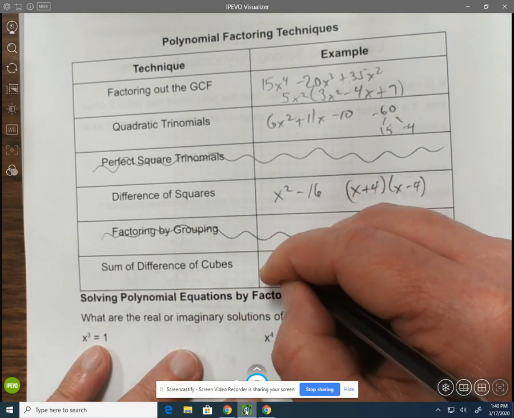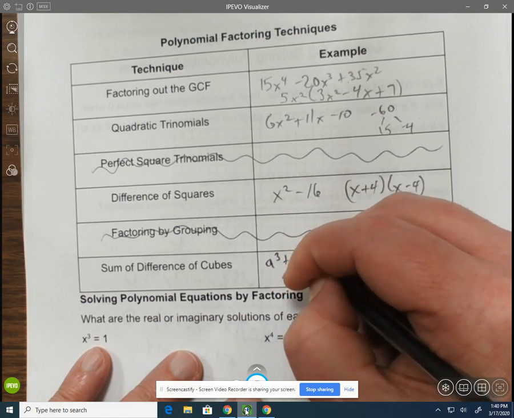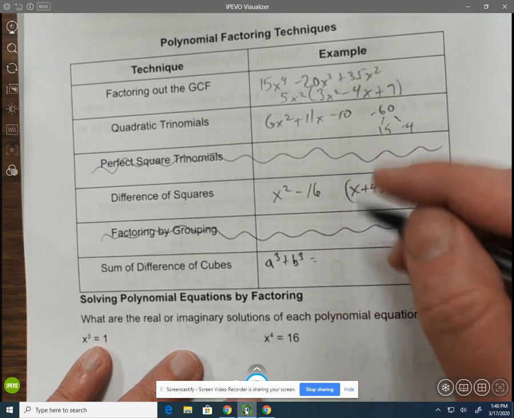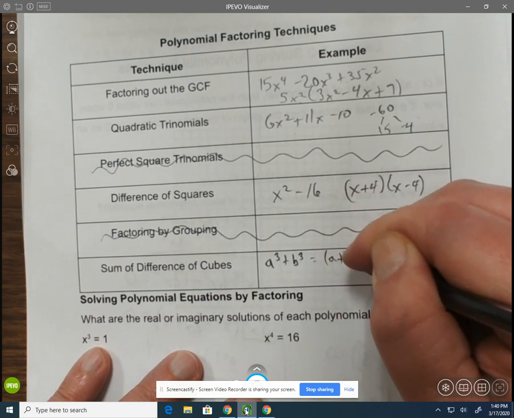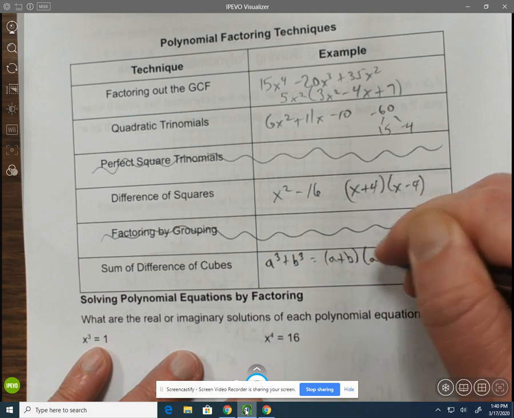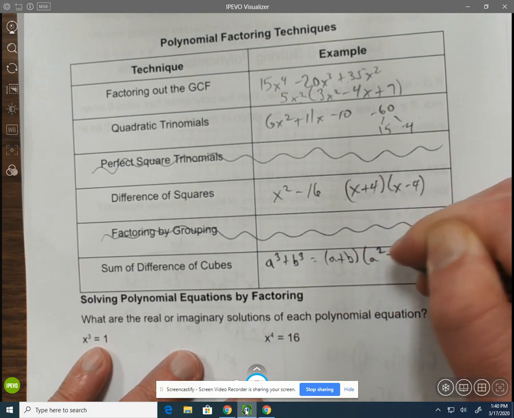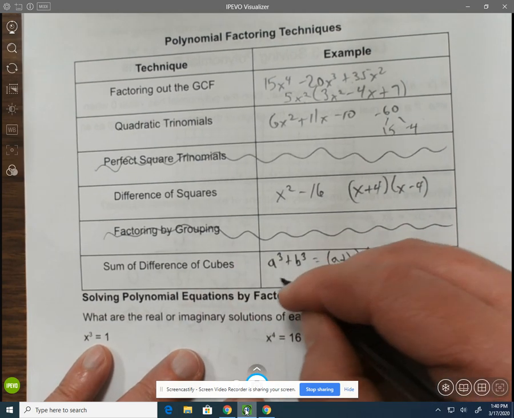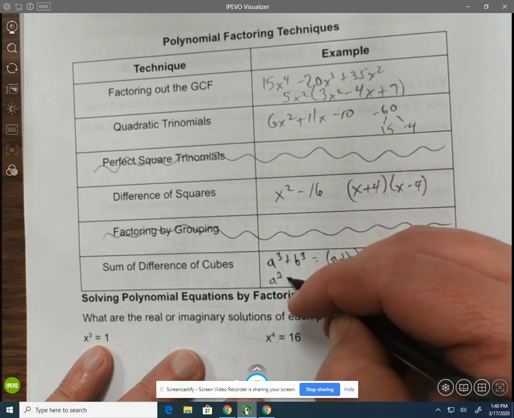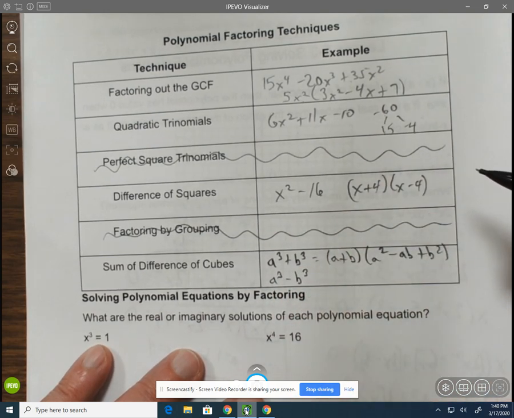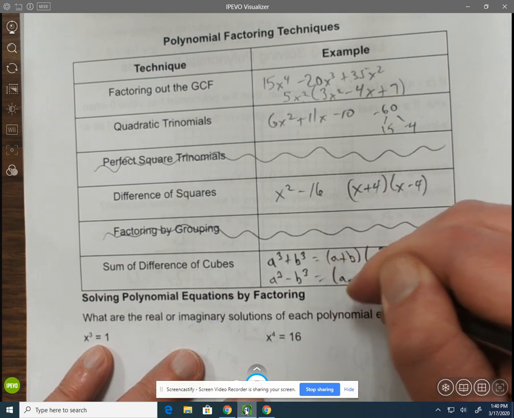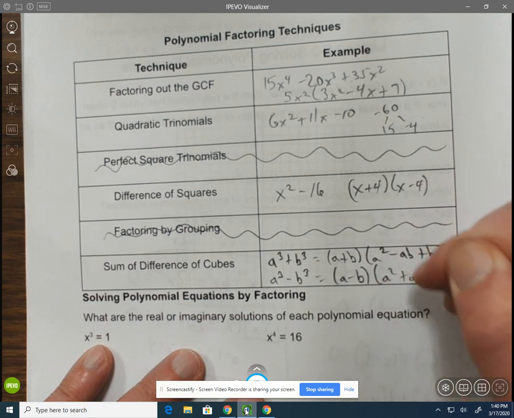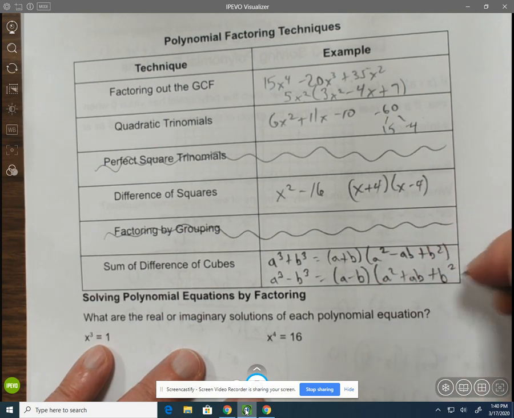So the sum of cubes would be if I have something like this, a cubed plus b cubed. This can actually be factored as a plus b and a squared minus ab plus b squared. Or if I've got the difference of two cubes, we've got difference of two squares, if I've got the difference of two cubes, like a cubed minus b cubed, that can actually be factored as a minus b and then a squared plus ab plus b squared.